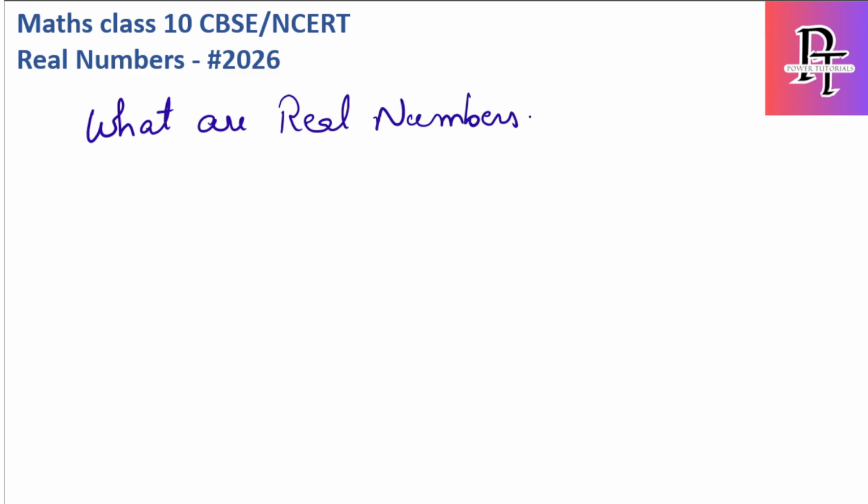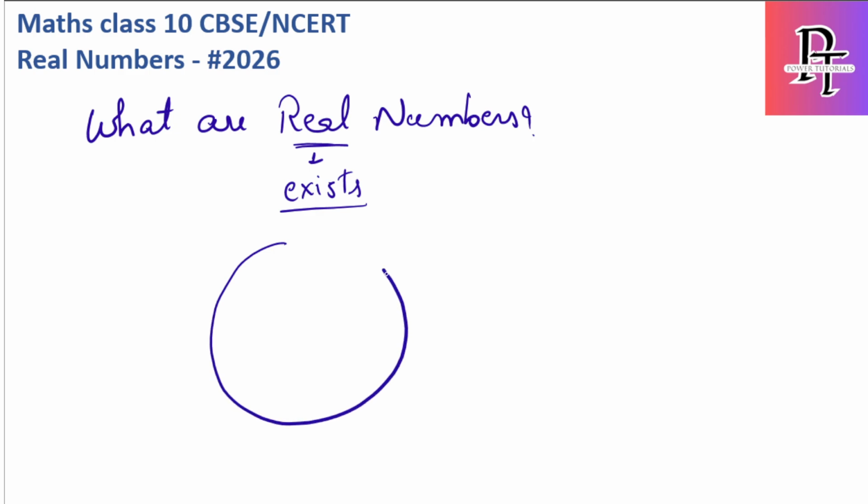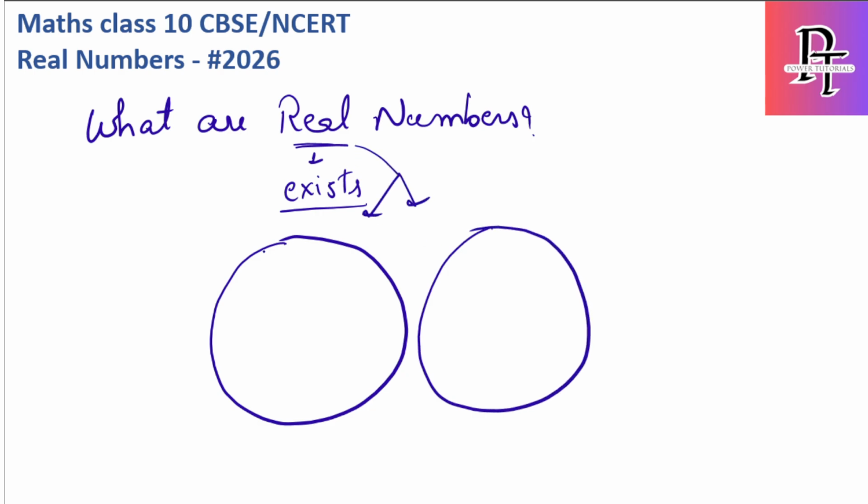The name suggests it is real, meaning it exists, and we can feel it, in that way. Exists in the sense that we can read it and visualize wherever the number is present. So simply, real numbers contain two types. Real numbers are divided into two, which are rational and irrational.